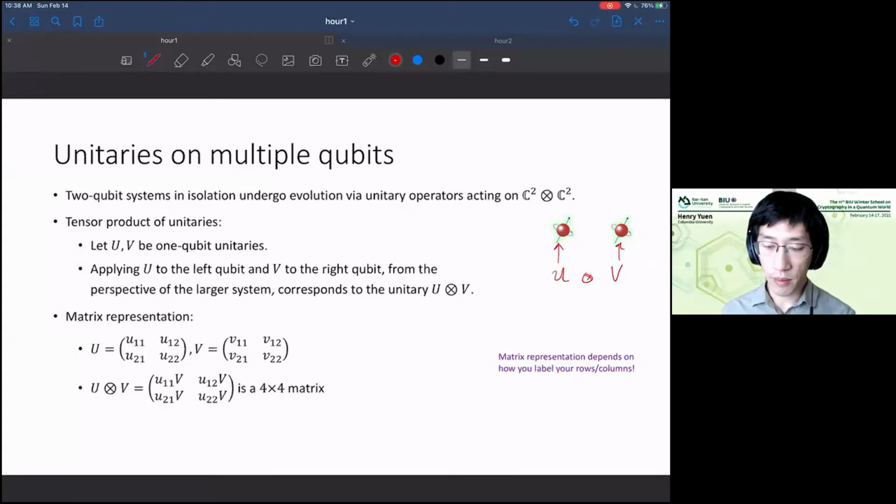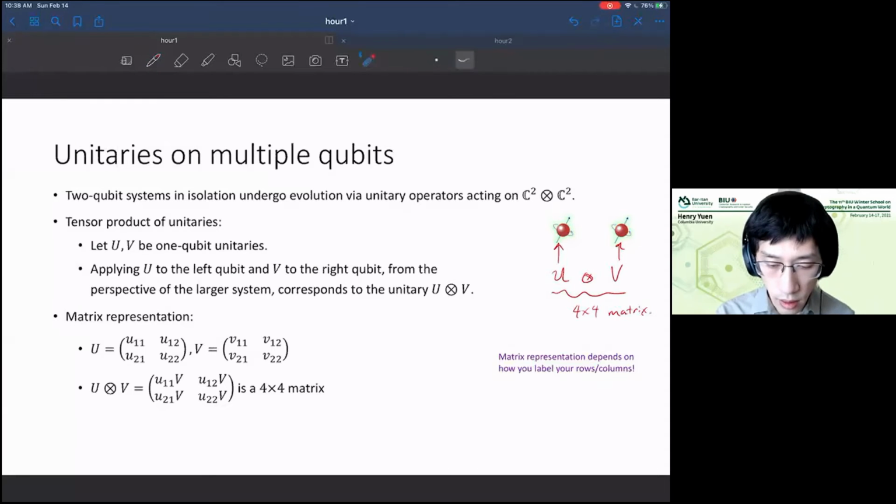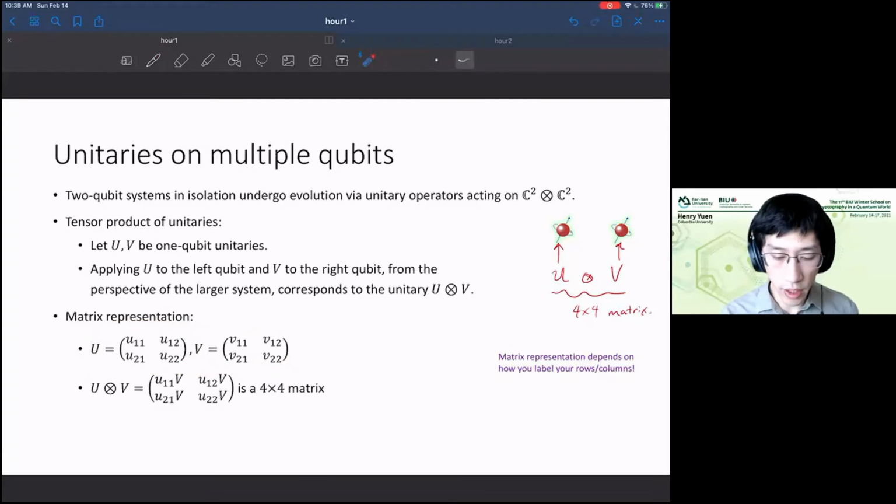Okay, this is going to correspond to a 4x4 matrix. That's also unitary, satisfies all the same postulates, axioms of what being a unitary is. And the matrix representation is as follows. If U looks like this and V looks like this, then U tensor V is going to be this following block matrix.